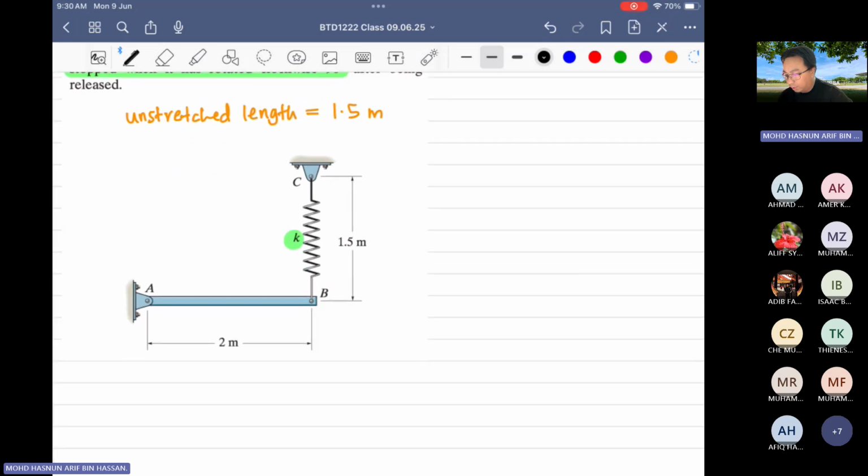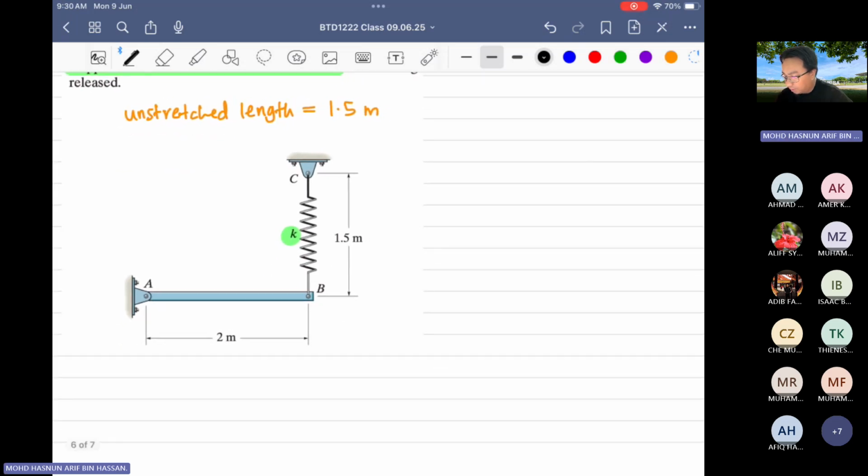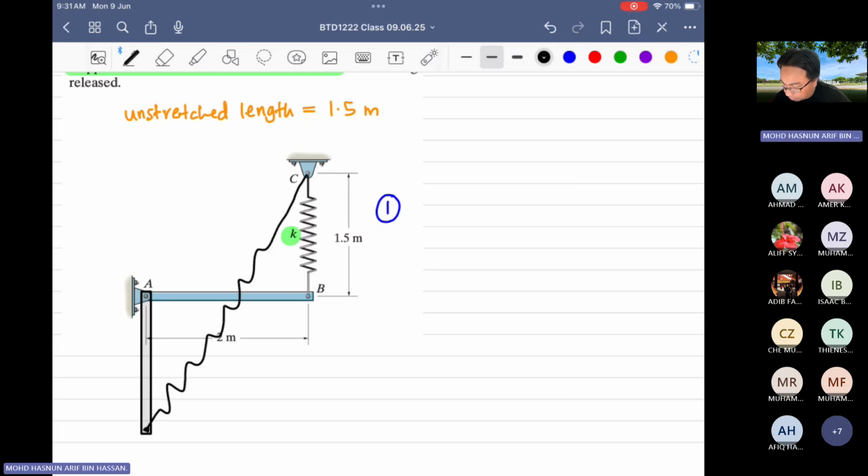So let's draw here. This is position 1. Let's use blue color to indicate that this is position number 1. So what is position number 2? Now the rod is here. It has rotated 90 degrees. This is the rod now. And what happens to the spring? The spring is now stretched to here. This is position number 2.